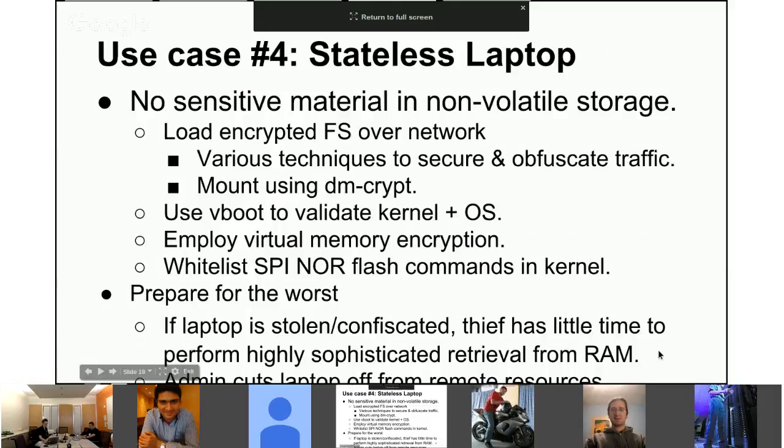If the laptop gets taken and you manage to turn it off, of course, then the thief has very, very little time to retrieve any usable data from that. Because, what are they going to do? Try to suck all the bits out of RAM? It's possible, but it takes a very, very sophisticated organization to be able to do that. And of course, since there's no sensitive data stored on the laptop, the admin cuts off the laptop from any remote resources, and the thief is left with a CPU, memory, a screen, and a keyboard that doesn't do much.